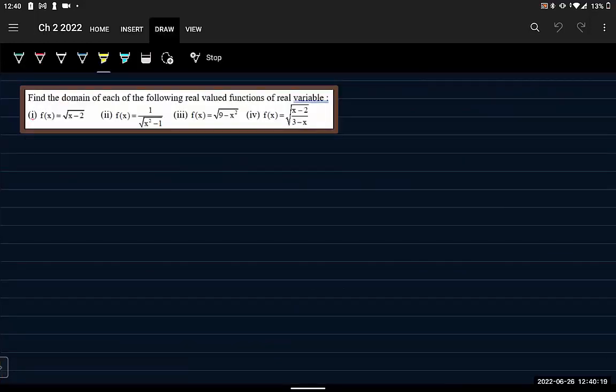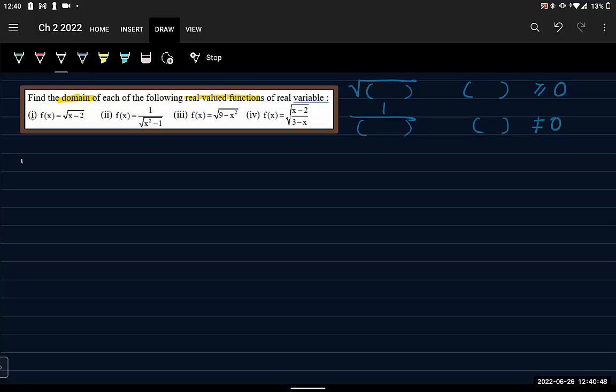Next question here involves again finding the domain of each of the real valued functions of a real variable. Here root is involved. So again, let us write the conditions to find the domain. If it involves root, then anything inside the root must be greater than equals to 0. If it involves a denominator, then anything inside the denominator cannot be equals to 0.